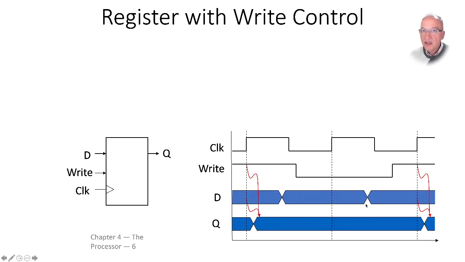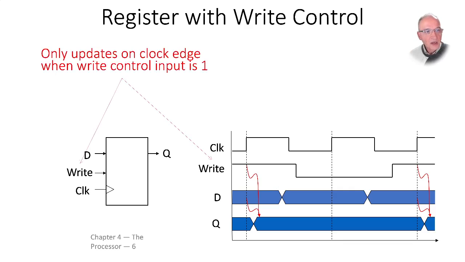When I want to change what this memory is storing, I have a control signal that I can say, this is time to write now. And that's how I control writing into registers. When I execute an instruction, for example, add T0, T1, T2, I want only the value of T0 to change when that instruction is executed, and I don't want any of the other registers to change. So I only will update on the clock edge when the write control input is 1.